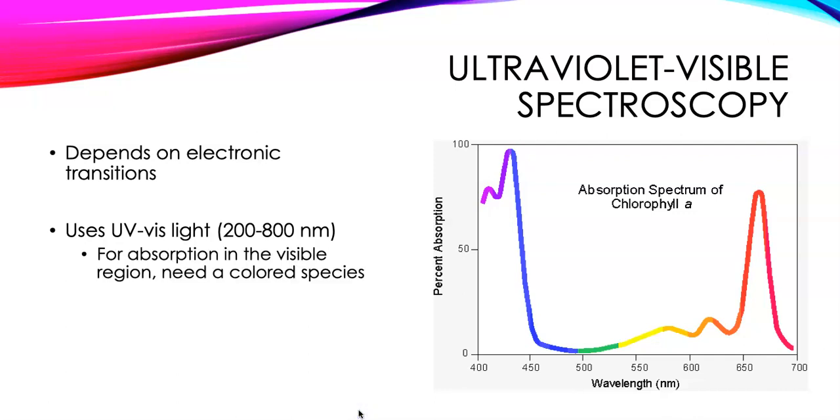In order for absorption in the visible region to occur, we're talking about colored species, so that is something that's shown up on the AP Chemistry exam in different forms over the years. So you should just be aware that if it's colorless, you're not going to have absorption in the visible region, but you could still have ultraviolet.